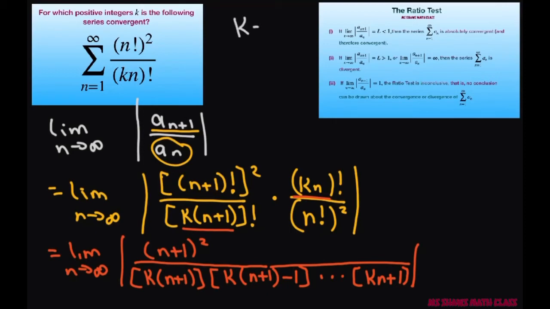Now, what we're going to do is look at if k is 1. What happens when k is 1? What happens when k is 2? And what happens when k is greater than 2? So that kind of gives you a hint. So let's look and see what happens when k is 1.